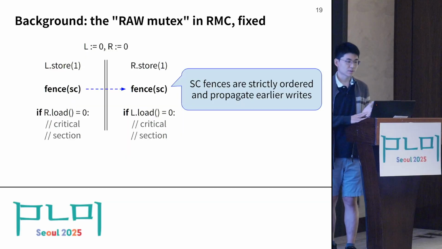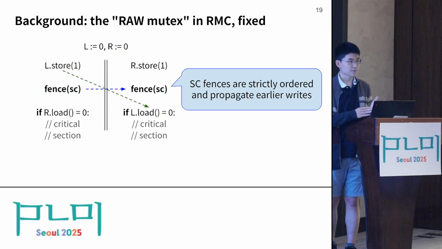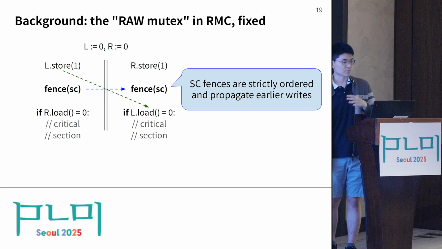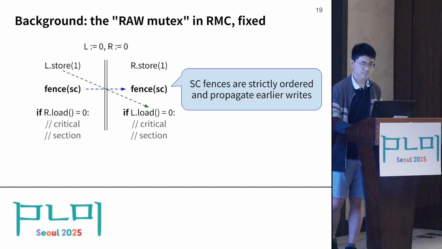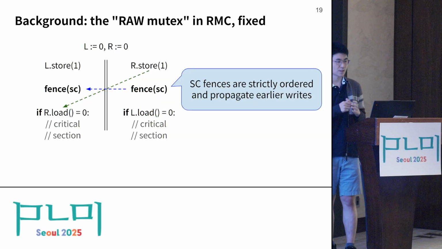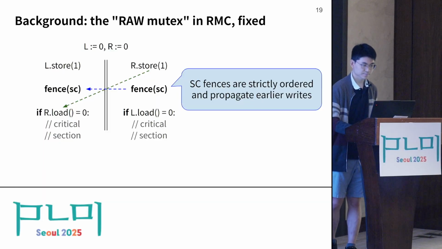Let's say the left fence executes first. Then because of the fence synchronization, the write to L becomes visible to the right thread. So the right thread must see the value 1, which blocks it from entering the critical section. And the same reasoning applies in the symmetric case where the right fence runs first.